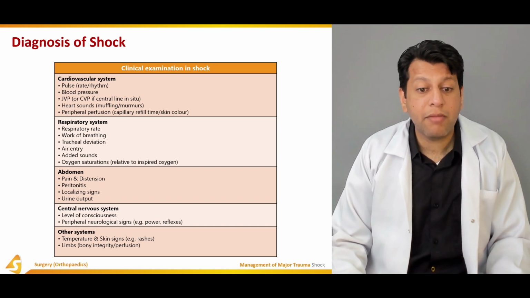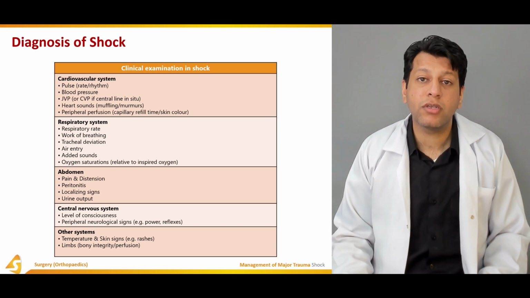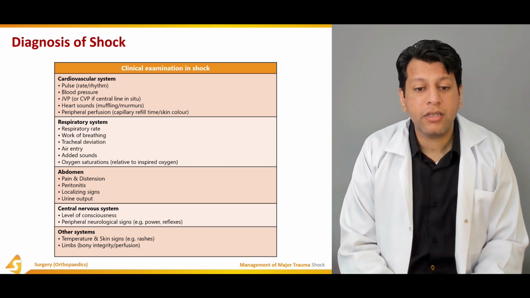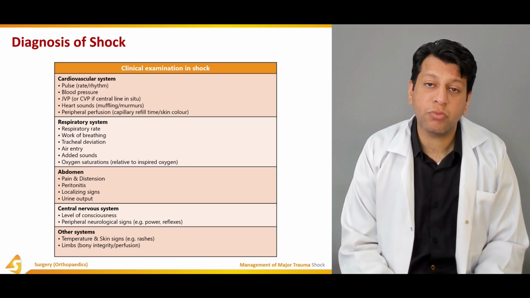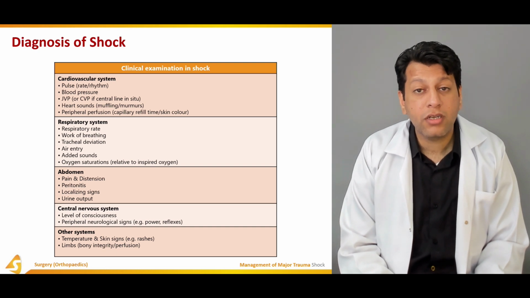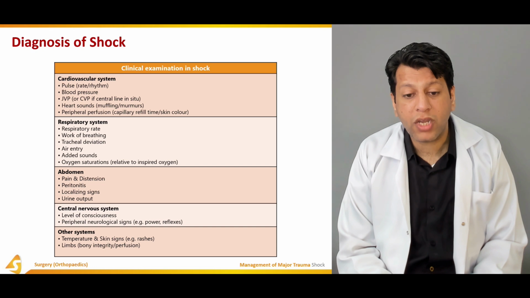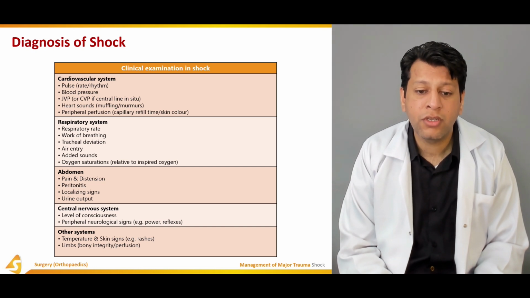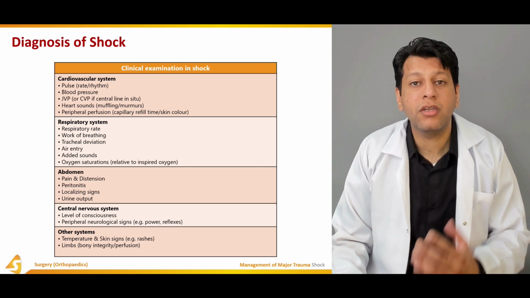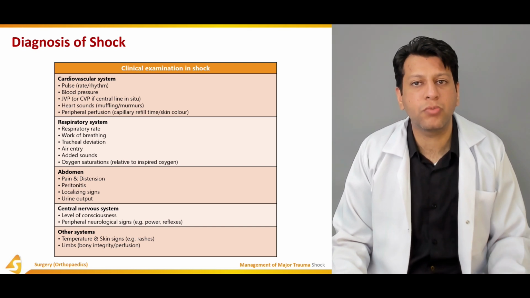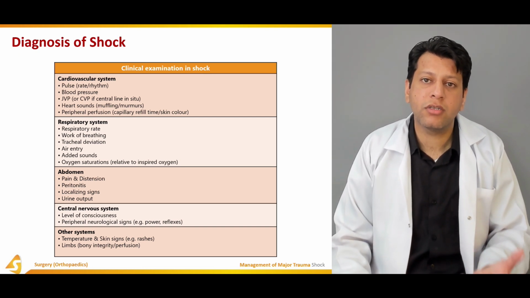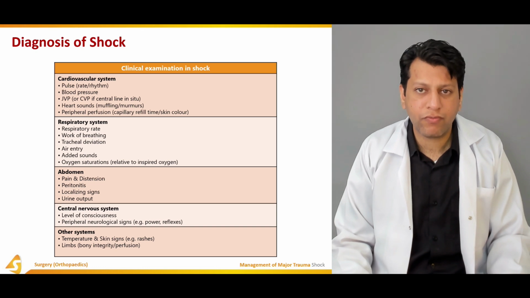If you look at the abdomen, due to hemoperitoneum, the patient may be in shock, which may lead to pain and distension, peritonitis, and localizing signs may be present as well, associated with decreased urinary output. Now coming to the central nervous system, in case of neurogenic shock, there is usually loss of consciousness associated with peripheral neurological signs, where the power and reflexes may be diminished or completely absent as well. Usually there is hypotension, bradycardia, and associated loss of consciousness.